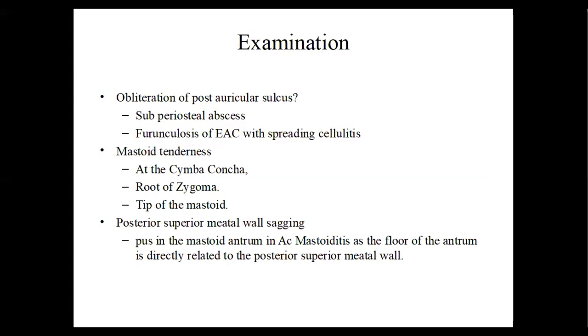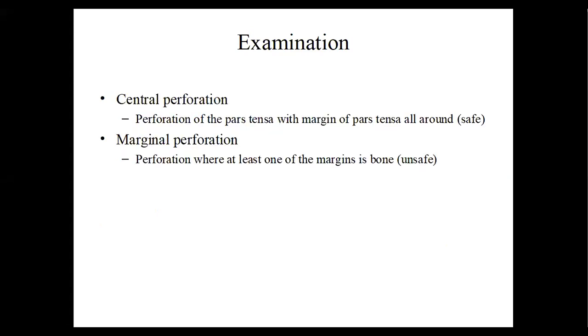Then coming to the posterior superior meatal wall sagging. After you examine the mastoid tenderness, you slowly start examining the external canal. In that, if you come across posterior superior meatal wall sagging, what is the cause? That means there is acute mastoiditis. There is a periosteal thickening or periosteal involvement which separates the mastoid cavity from the external canal. So that bony partition is involved. So automatically it's an indirect sign that tells us an acute mastoiditis has set in.